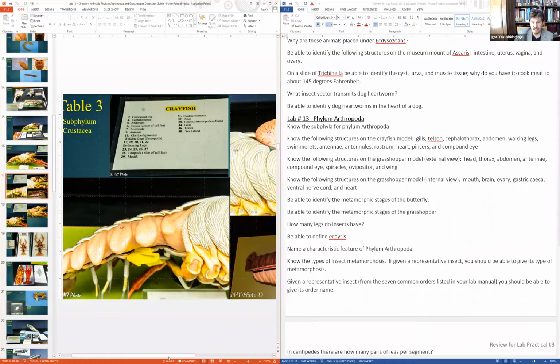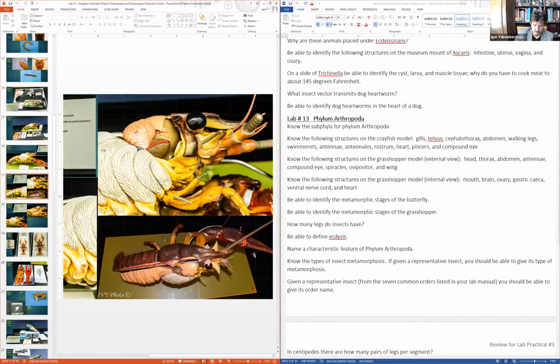Swimmerets, antennas versus antennulus. If you look at this guy, the large ones are antennas. The smaller one, antennulus. Rostrum, the thing which is sticking out in front of the eyes, and the compound eyes. So here's the rostrum, compound eyes. Pincers. I understand that everybody knows pincers, compound eyes, done.